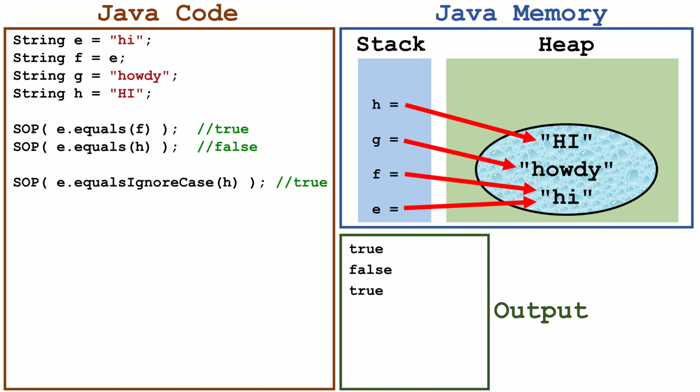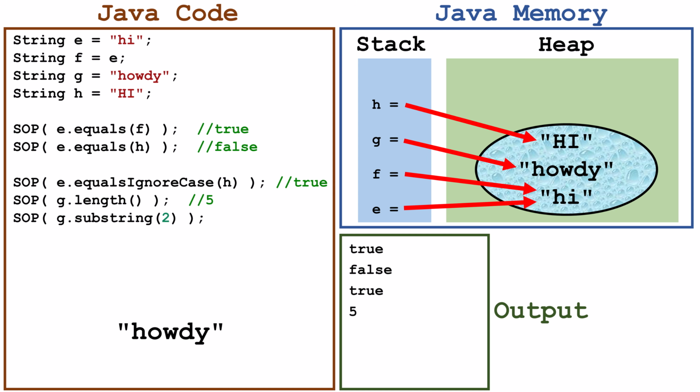Now, let's look at some other useful methods in the string class. Here we call the length method. The length method counts the number of characters in the string and returns it as an int. G is pointing to howdy, so length will return 5. Next, we have the substring method, which copies a part of the string and returns that part as a new string. The original string the variable is pointing at will be unchanged.